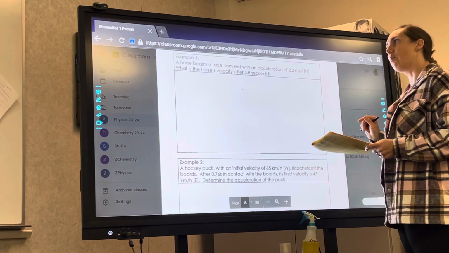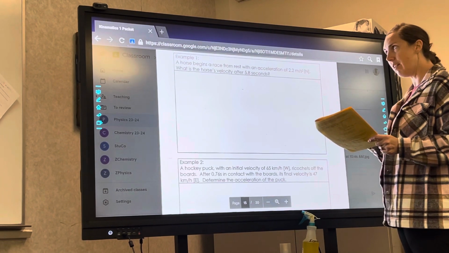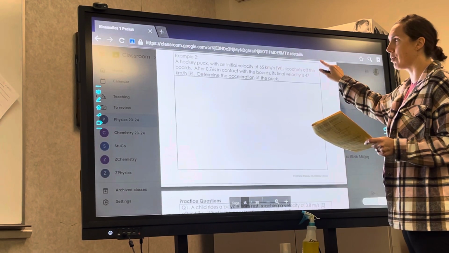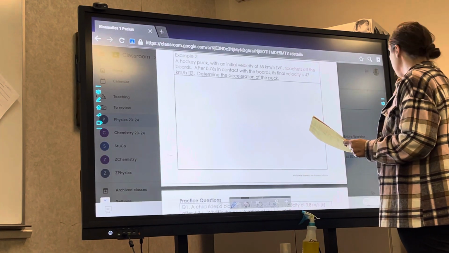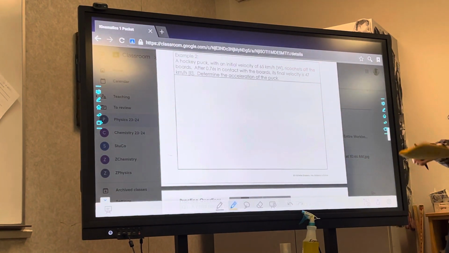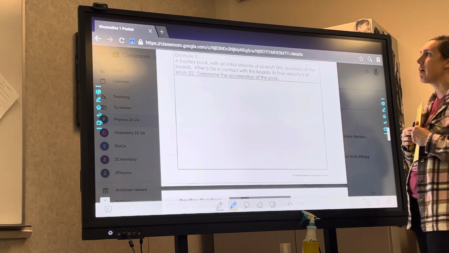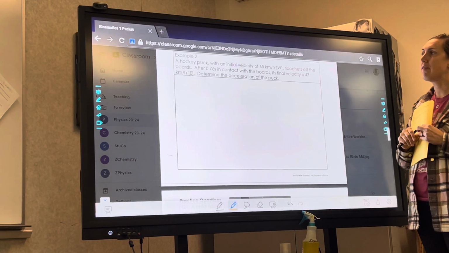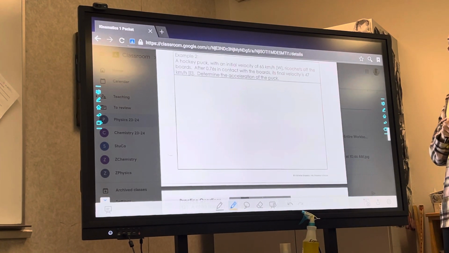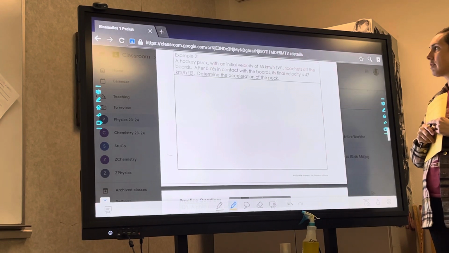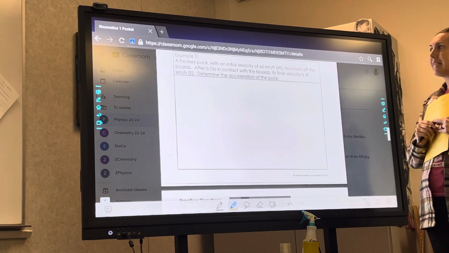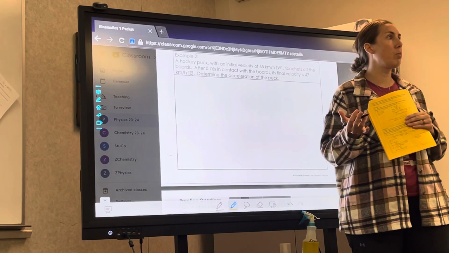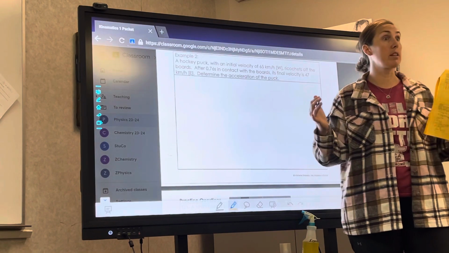They started us out with a doozy, and I did not love it, okay? So I am instead going to start off with example 2 and come back to example 1. A hockey puck with initial velocity of 65 kilometers per hour west ricochets off the boards. After 0.76 seconds in contact with the boards, its final velocity is 47 kilometers per hour east. Determine the acceleration. I wanted you to do your first problem where we can just plug in all the numbers and get our acceleration.